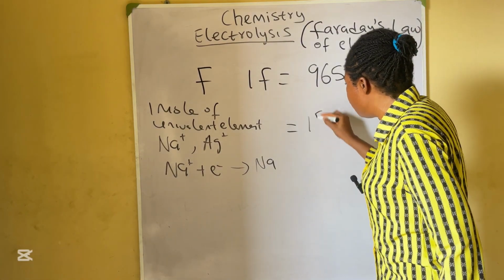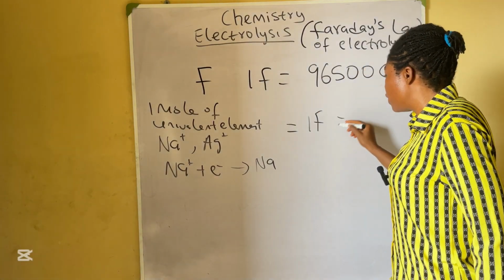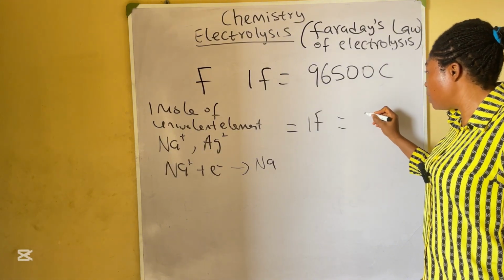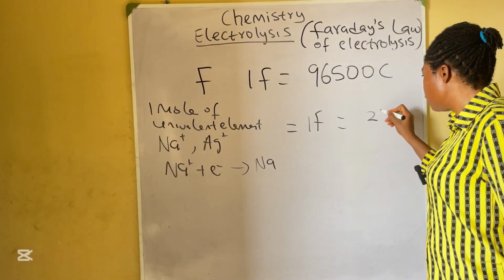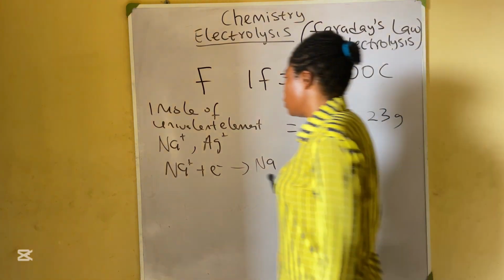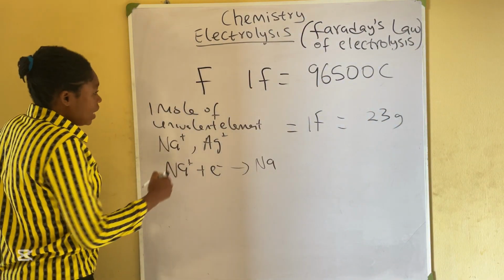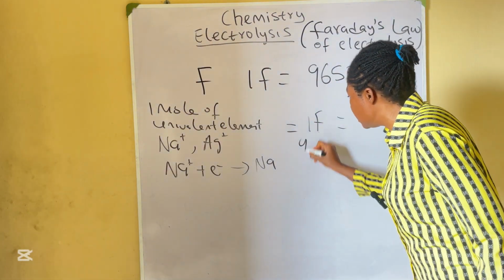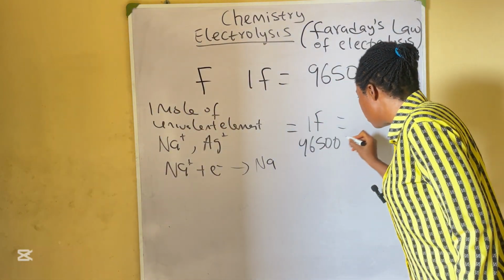It's equivalent to 1 Faraday, which is equivalent to what? The relative molecular mass of the element. So what's the relative molecular mass of sodium? That's 23. Then for a univalent, remember 1 Faraday is equal to 96500 coulomb.